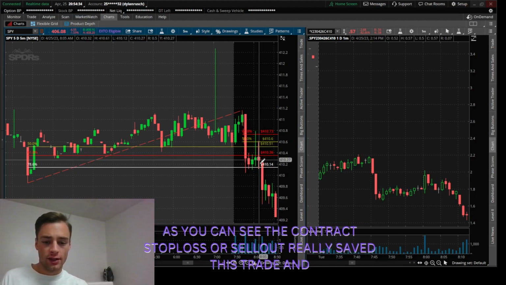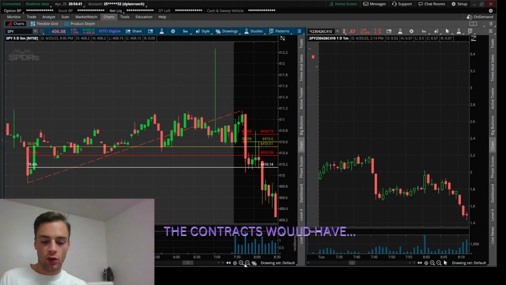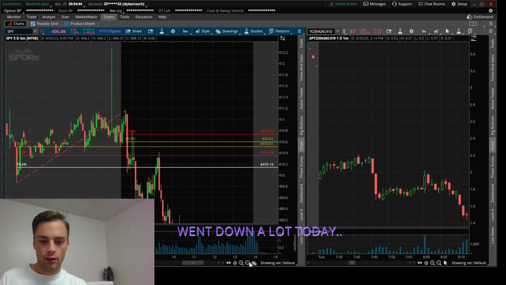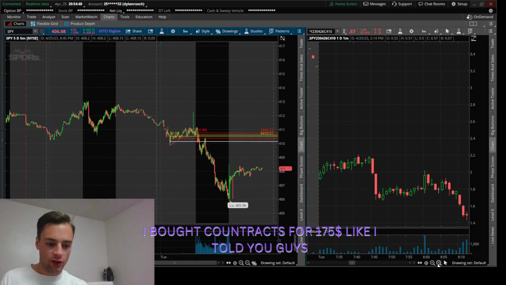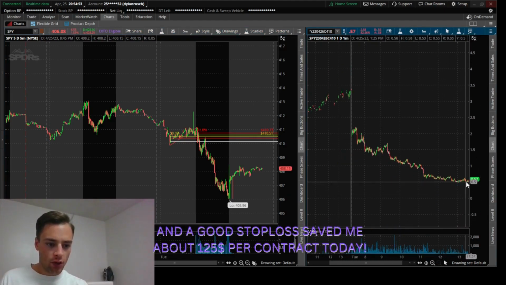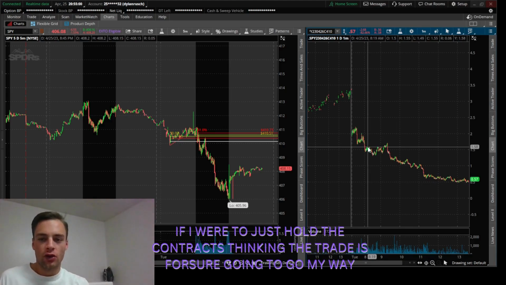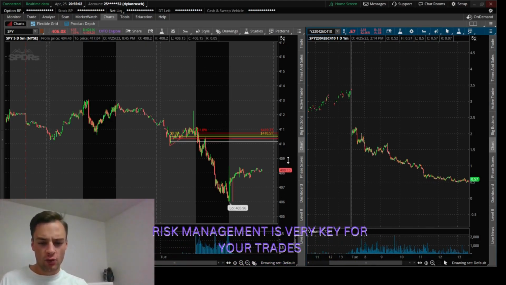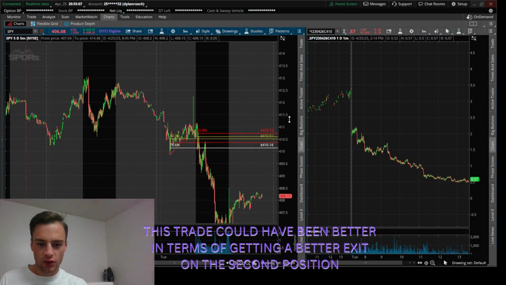As you guys can see, the stop loss and the sellout at what I bought my contract at really saved me, or else the contracts would have gone down a lot today. I bought them for $175 as I showed you guys, and a good stop loss saved me about $125 from the low of these contracts today if I were to just hold them out and think my trade is going to go my way. Risk management is very key for your trades.